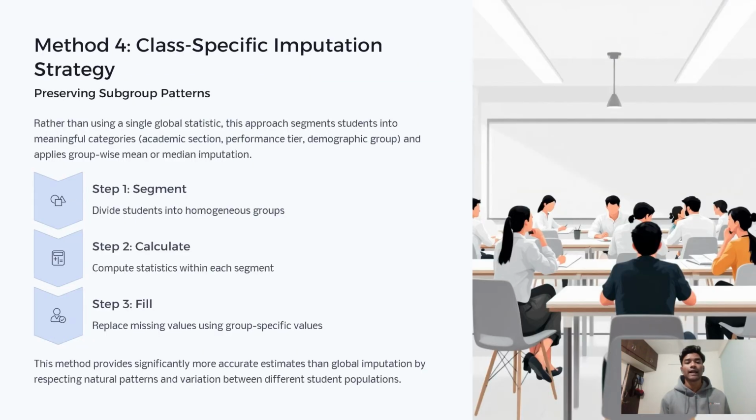Method 4, class specific imputation. In this method, instead of using a single global value, we divide students into meaningful groups like sections, performance levels, or demographics. Within each group, we calculate mean or median and fill missing values accordingly. This approach preserves natural patterns and is more accurate because it reflects differences between groups.